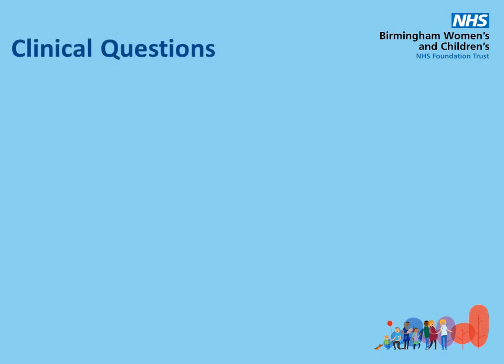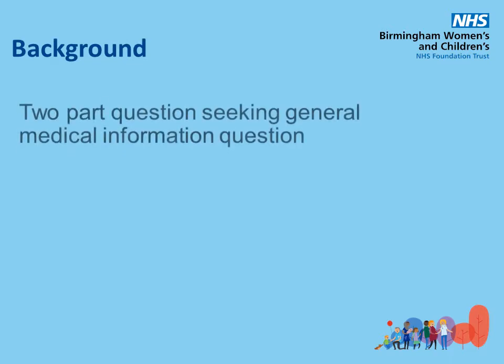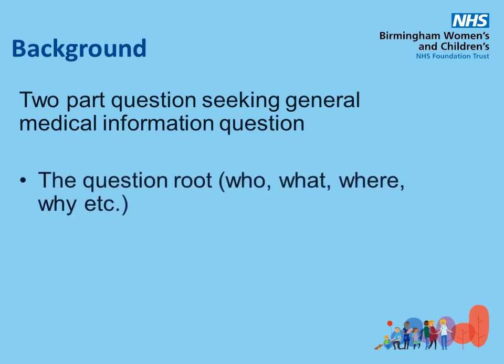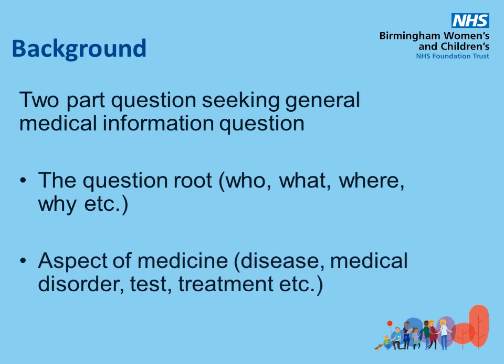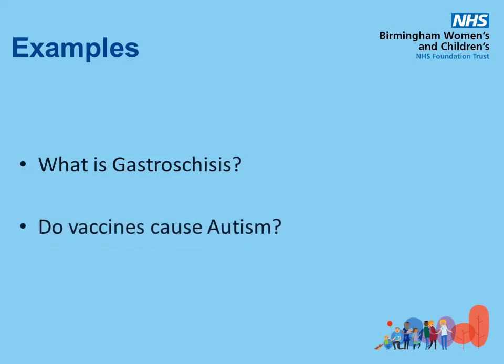So, what are the main types of clinical question? Well, there are two: background questions and foreground questions. Background questions themselves are broader and usually consist of two parts. The question root, a who, a what, a where, a why, for example, and then an aspect about medicine, the disease, the medical disorder, the test or the treatment that we're interested in. So, some example questions might be, what is gastroschisis? Do vaccines cause autism?